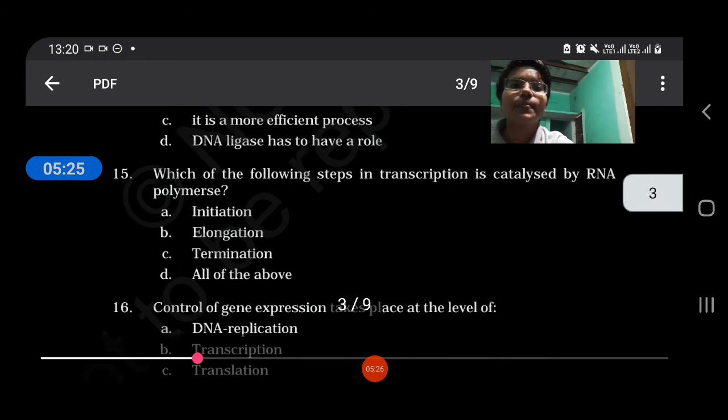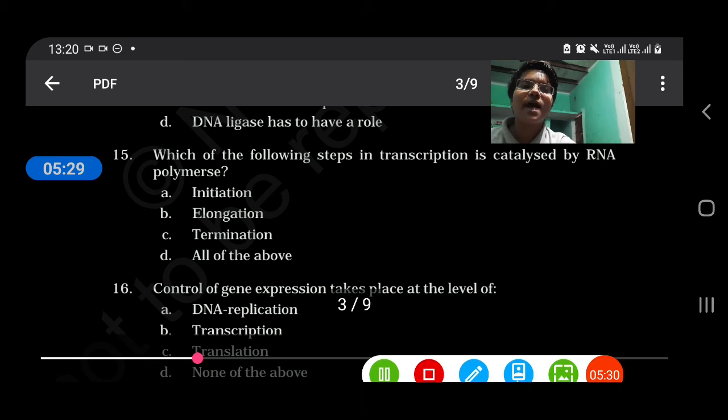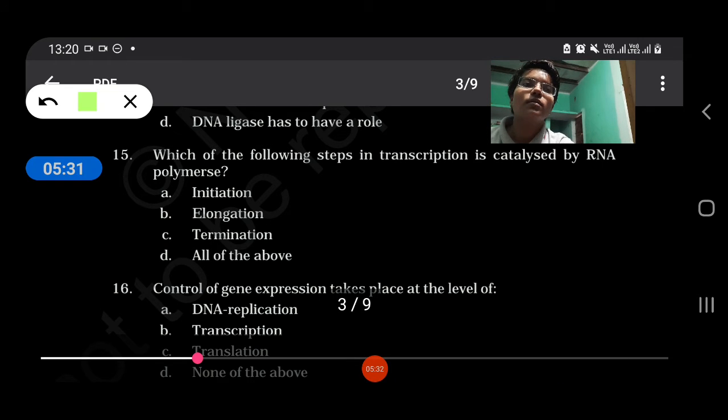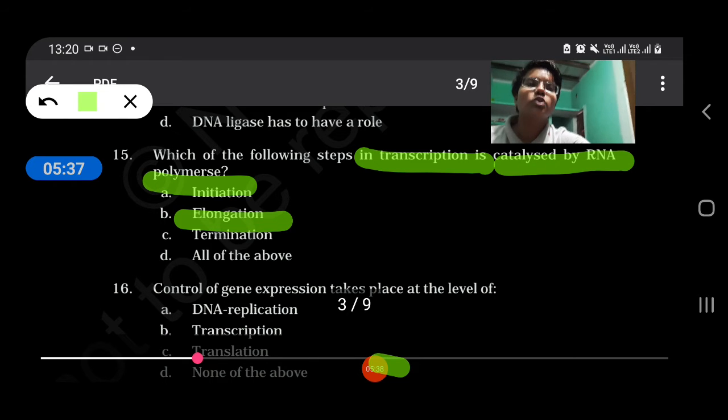Okay. Which of the following steps in transcription is catalyzed by RNA polymerase? It is elongation. Okay, elongation is catalyzed by RNA polymerase. There are 3 steps, but only elongation is catalyzed by RNA polymerase. Okay.